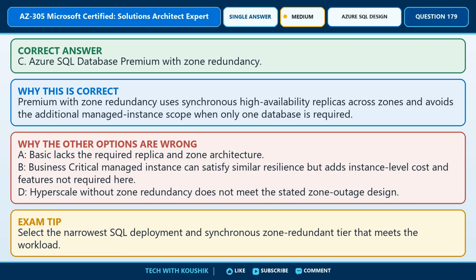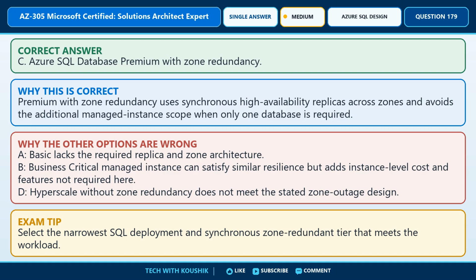The required response is option C, Azure SQL Database Premium with zone redundancy. The reasoning is as follows. Premium with zone redundancy uses synchronous high-availability replicas across zones and avoids the additional managed instance scope when only one database is required. The incorrect choices fail for the following reasons.